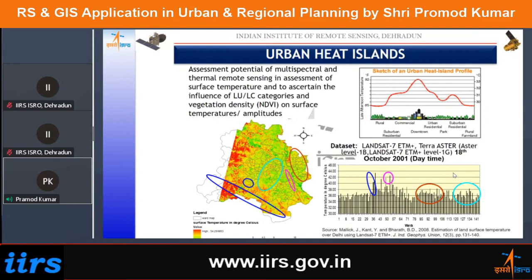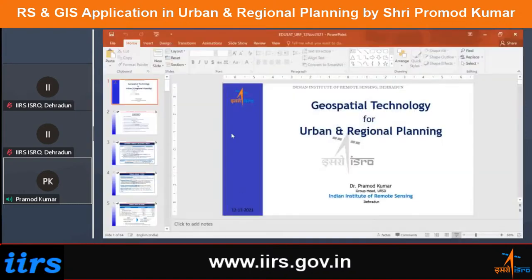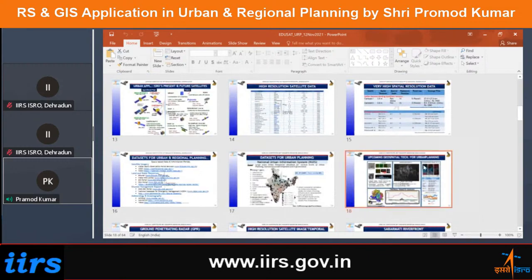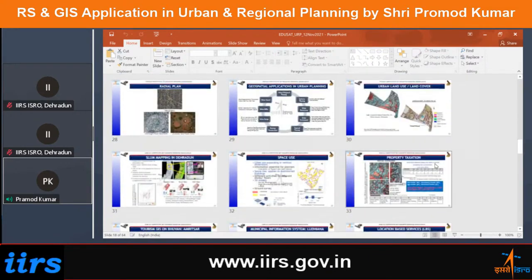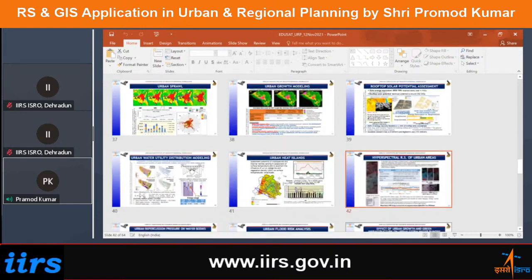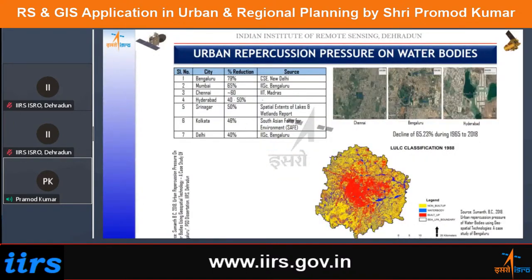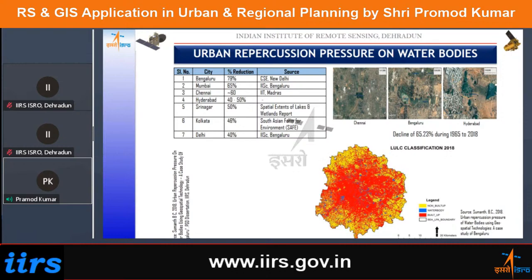Already I've tried to explain the applications of hyperspectral remote sensing. If you have the data in the hyperspectral remote sensing domain, one can find out the urban materials, and once you have the urban materials, you can find out their attributes and also their correlation, how they behave across different spectral ranges and wavelengths.